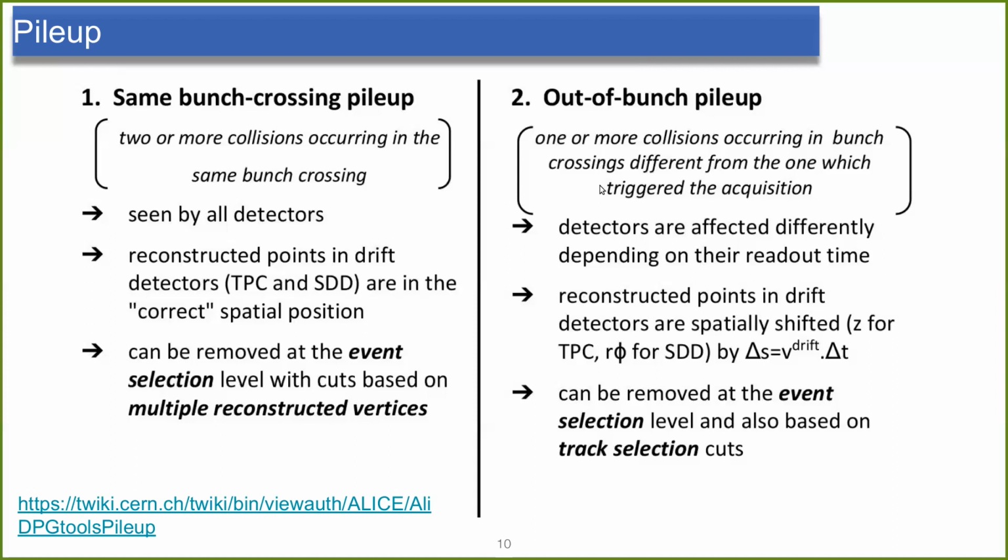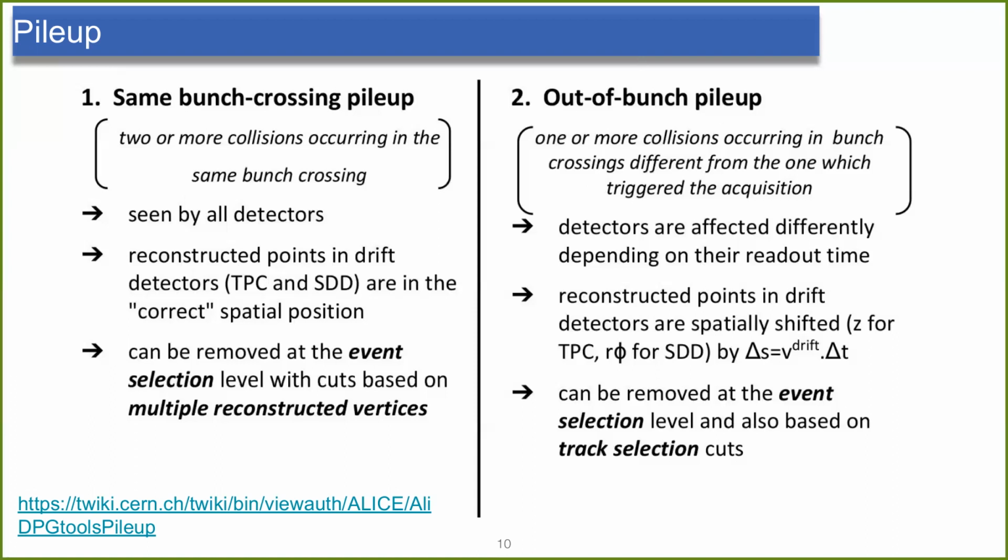I will show you later how we do it. Then the same-bunch pileup, you can see here that it will not affect the reconstructed point in the slow detectors like the TPC and ITS. But in the case of out-of-bunch pileup, it will affect the reconstructed point.